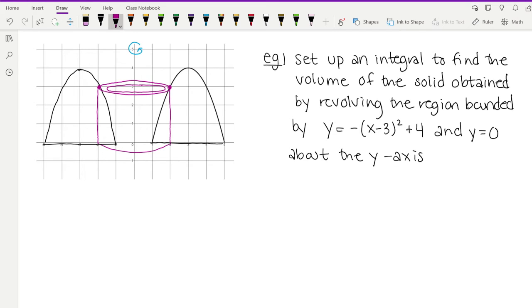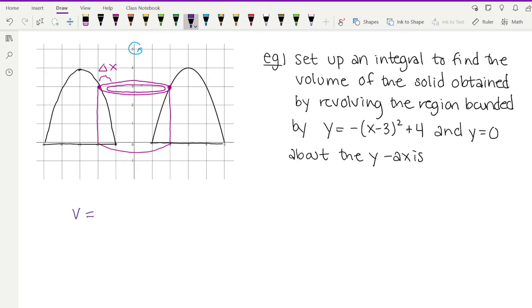And so you want to think about whether that is a horizontal or a vertical measurement. And in this case, it's horizontal, right? If you were to measure this thickness, that would be delta x. It would be a change in x. And so that tells us that when we set up our integral, we're going to be integrating with respect to x rather than with respect to y.